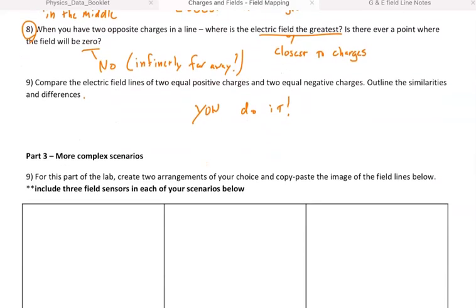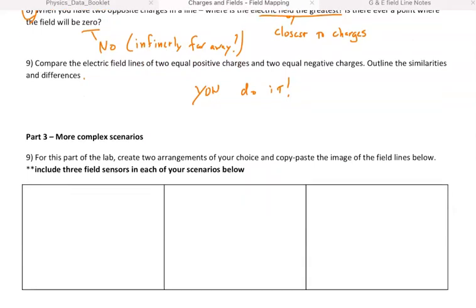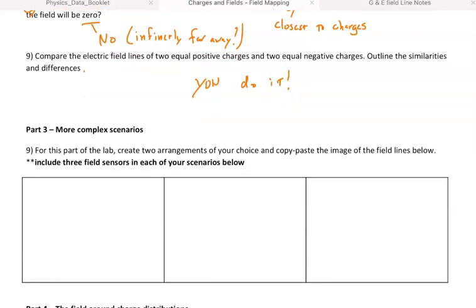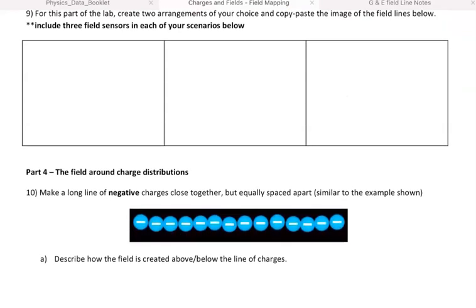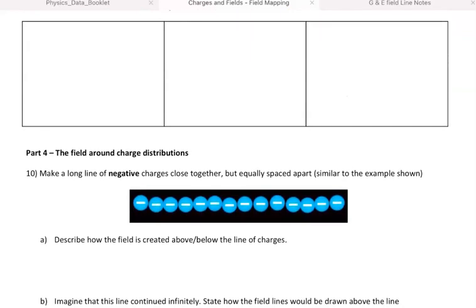And then there are more complex scenarios, and I want you to come up with these complex scenarios. Include 3 field sensors in each of your scenarios below. And I want you to kind of play around. Also in part 4, play around. I would think this is very important. I want you to do this.